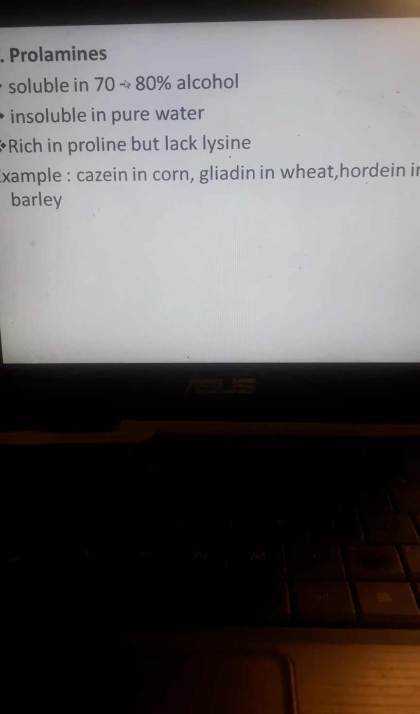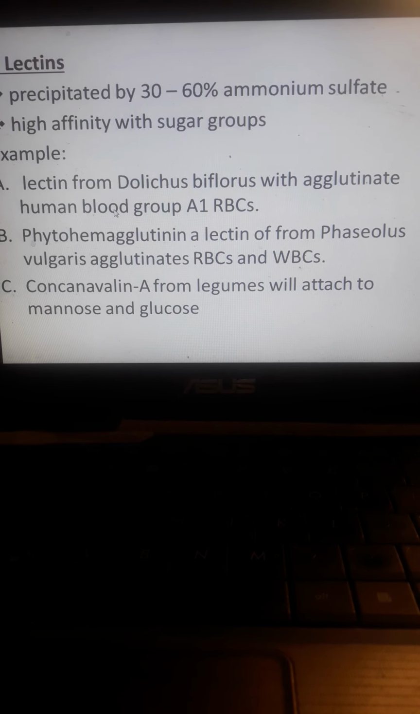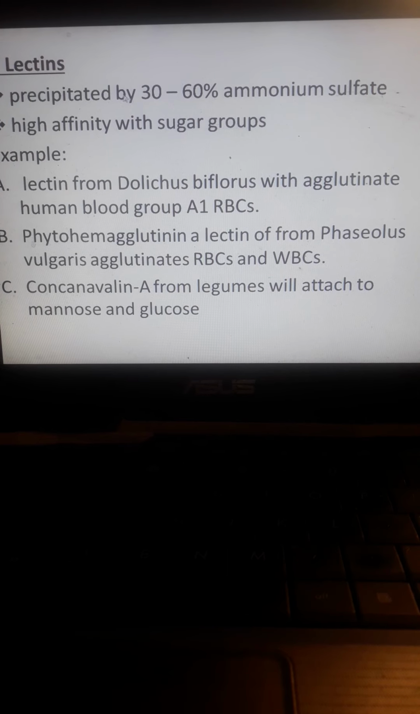Prolamines are soluble in 70 to 80% alcohol and insoluble in pure water, rich in proline but lacking lysine. Examples are zein in corn, gliadin in wheat, and hordein in barley. So when you eat corn, it is not only carbohydrates, it also has protein in the form of zein.